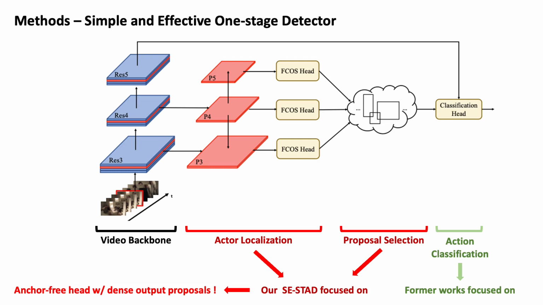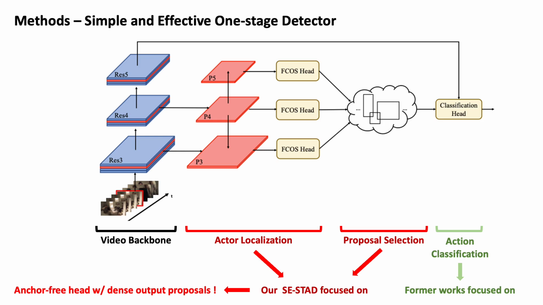When building the end-to-end one-stage detector, unlike previous methods which focused on the classification head to remedy the loss of accuracy, we emphasize the localization part and the training policy. We find that anchor-free heads and generating dense output proposals are two essential factors to build a simple but effective one-stage detector. In our SE-STAD, we build a feature pyramid architecture.